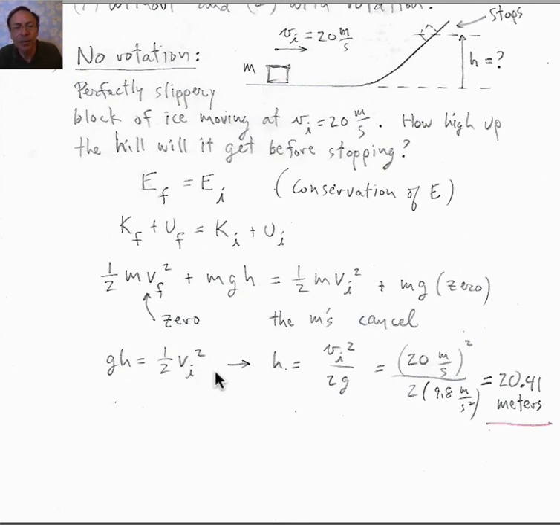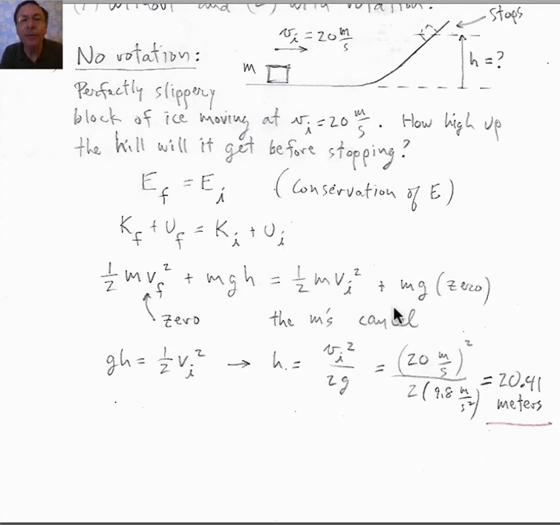Solving for h, dividing both sides by g, we have an answer. V initial squared over 2g will give us the height. Plugging in the numbers, doing the arithmetic, we get that it will go up 20.41 meters, a height of 20.41 meters. So that's how you do this conservation of energy problem without rotation.